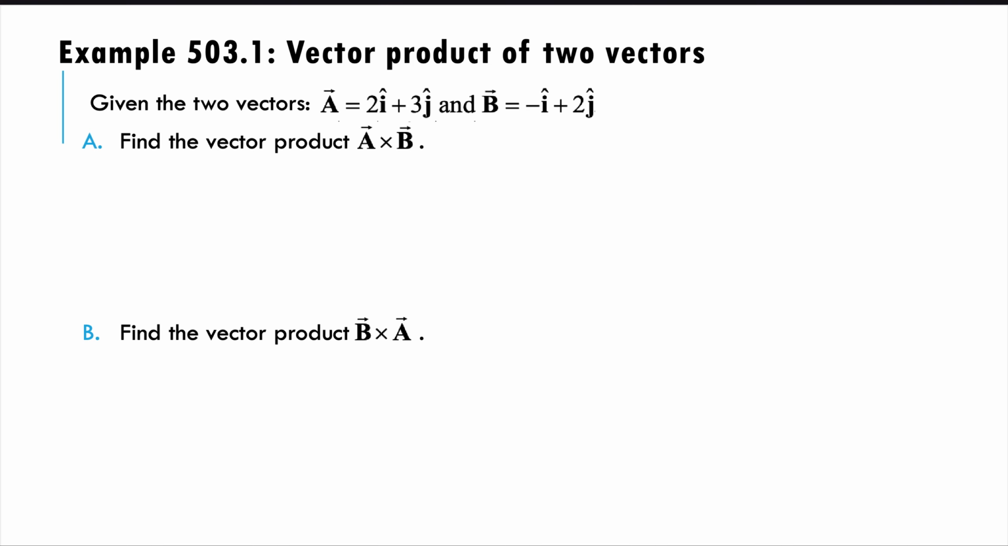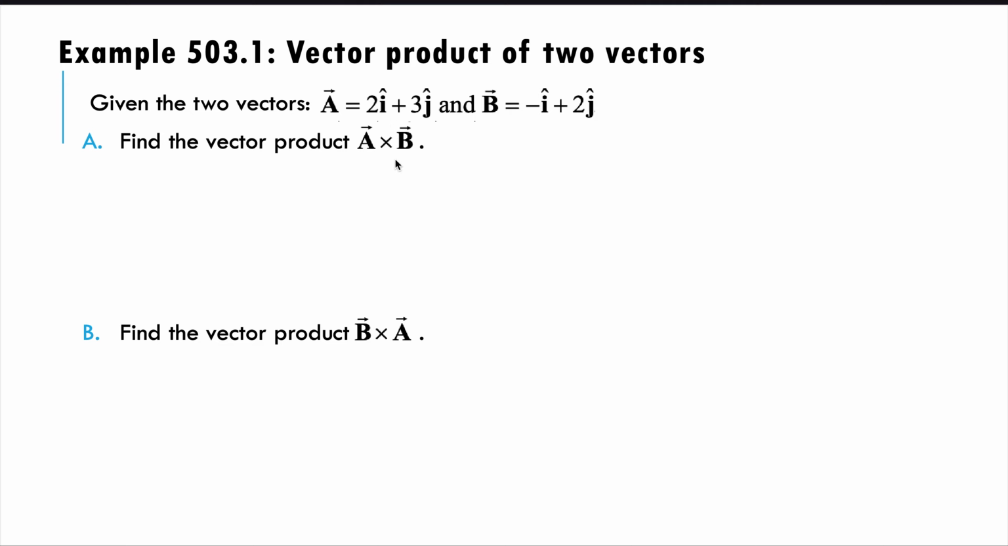Let's go over an example from v503 on the vector product. In this example, we want to find the cross product of two vectors A and B. Part B, we want to find the vector product B cross A. So there's no shortcut to find the cross product when you are given the vectors in unit vector notation.